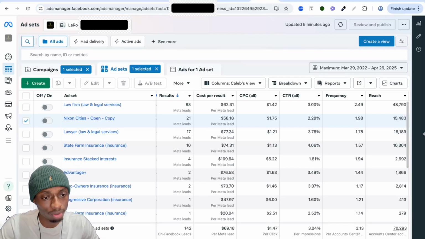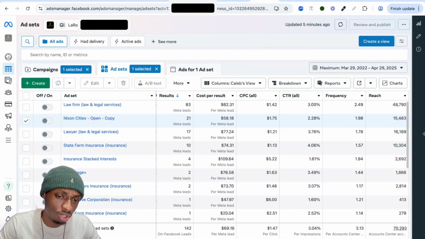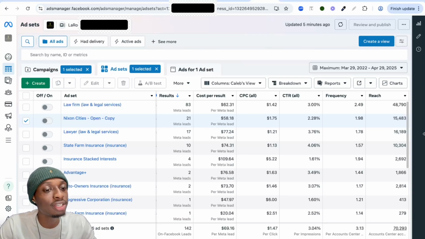All right, so I want to make this really short, really sweet. The main metrics I focus on and the main metrics you should focus on are not vanity metrics. They are cost per click, cost per result, and results. Okay. Now let's go to the definition of cost per click.